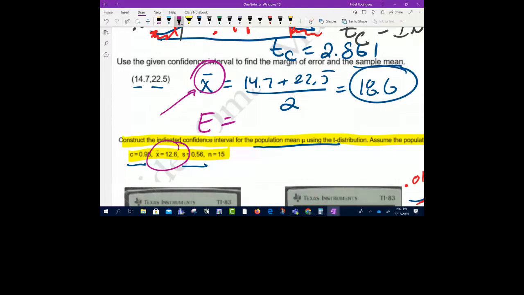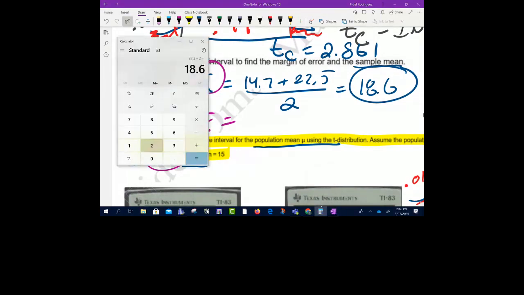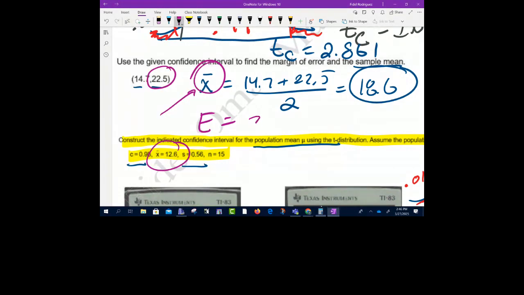Now we want to find our error. Remember the way we find our error, y'all? You can take the big one minus 18.6. 22.5 minus 18.6 is 3.9. Or you could have said 18.6 minus 14.7. You still would have gotten 3.9. Yes, question? Or are you just stretching? Okay, and there you go.